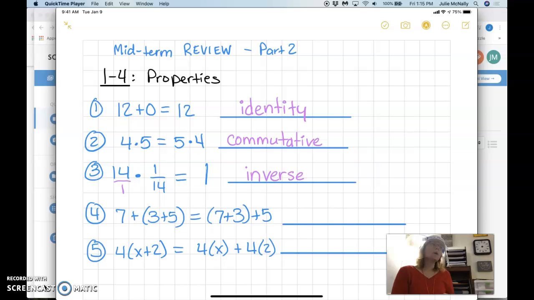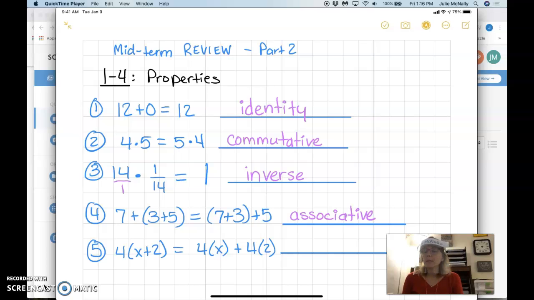Okay, so number 4 is the one with the parentheses. The parentheses move around, but the numbers don't move. Yes, very good. Associative. Associative property is where the parentheses move, but the numbers don't. And you still get the same answer no matter what order you do it in, as long as you're just multiplying or adding.